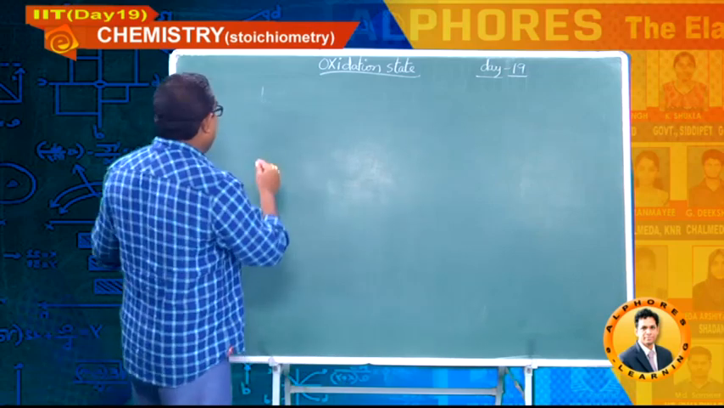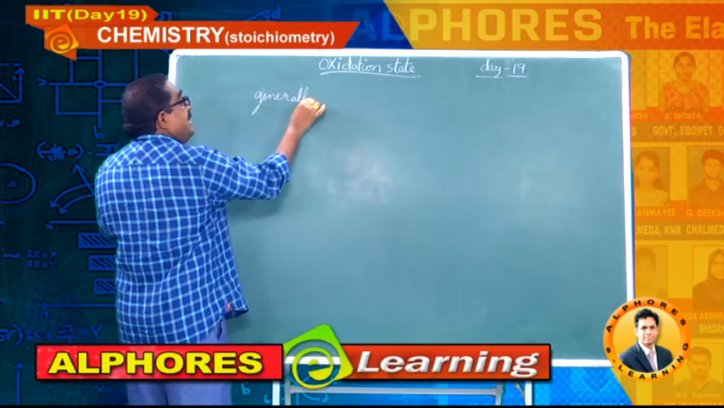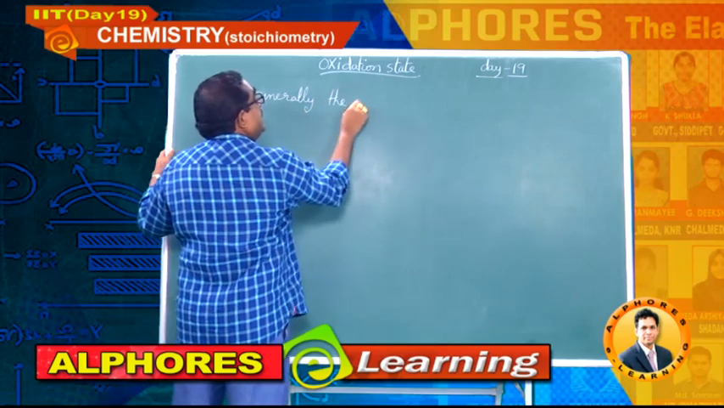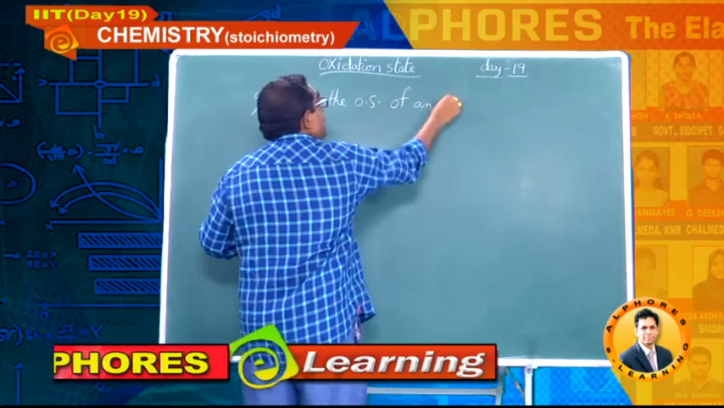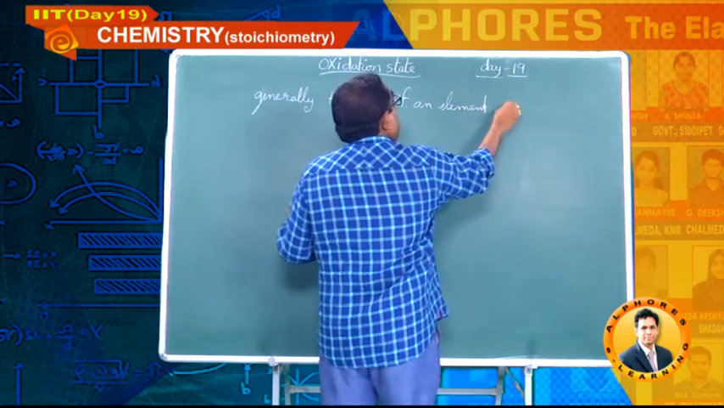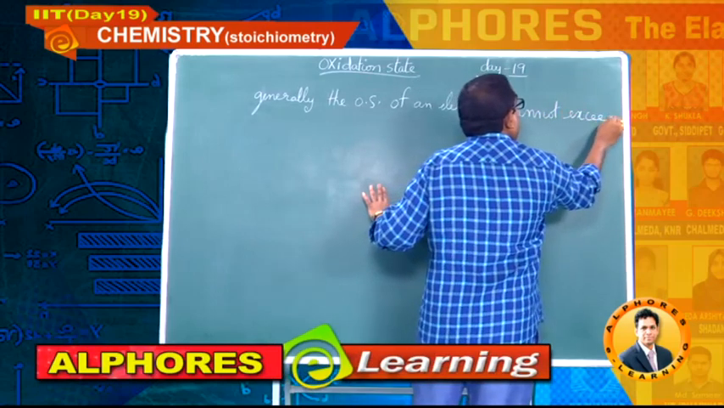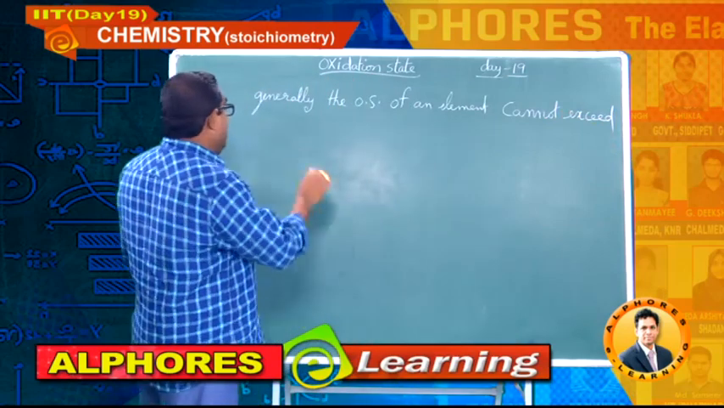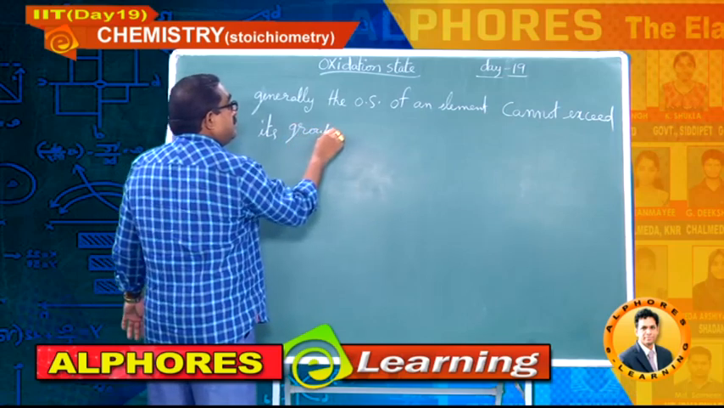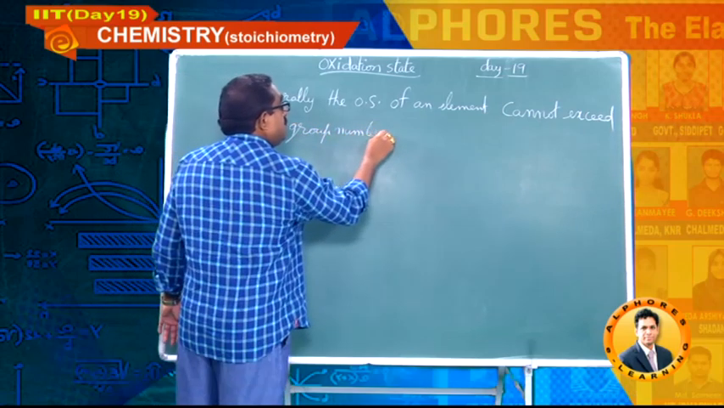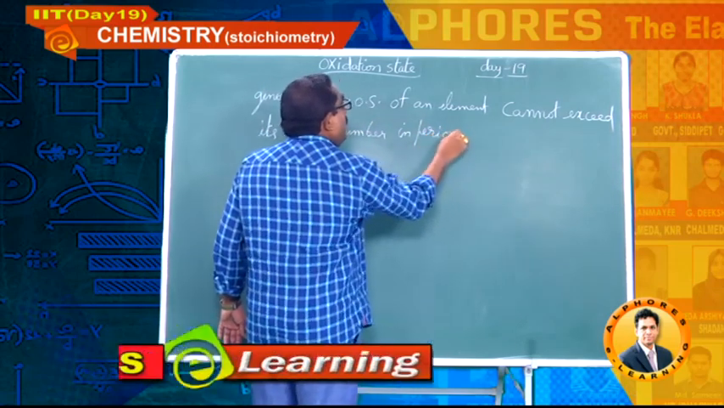Now write down, students, generally, the oxidation state (OS) of an element cannot exceed its group number in the periodic table.